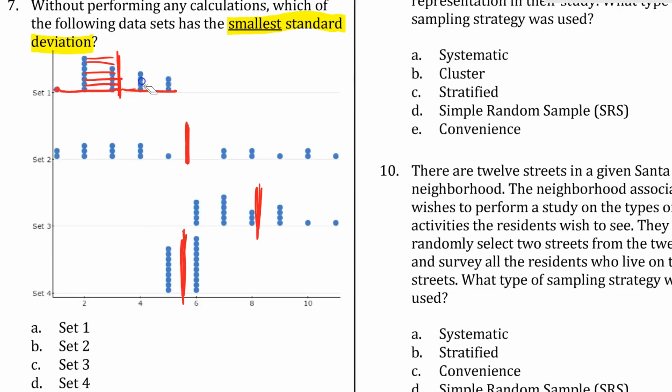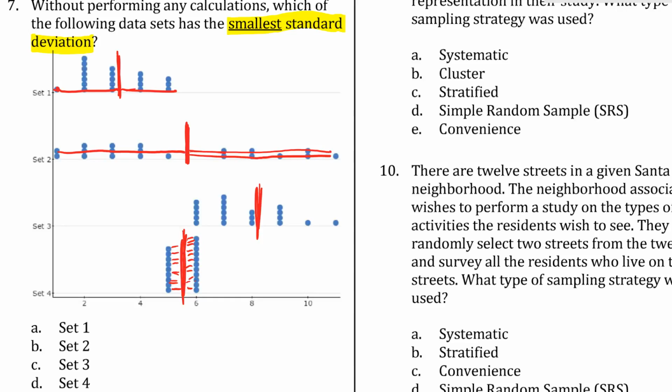Well, in this first one, and even the third one, they look about equally spread out. Maybe set 3 is a little bit more spread out. Set 2 seems to be very spread out. These points go way far away from the mean. And then set 4 seems like everything is very, very close to the mean. So set 4 is very close to the mean.